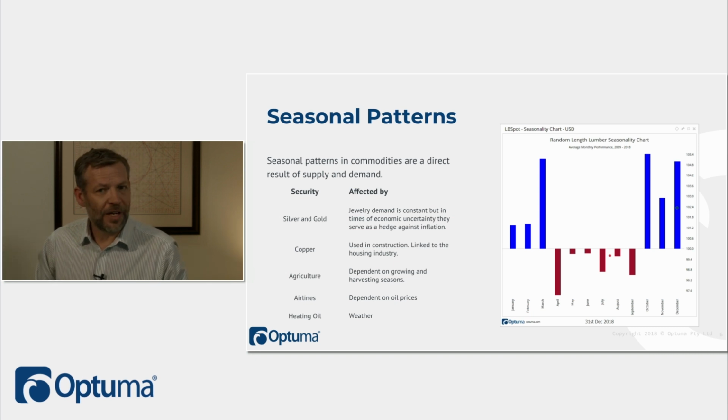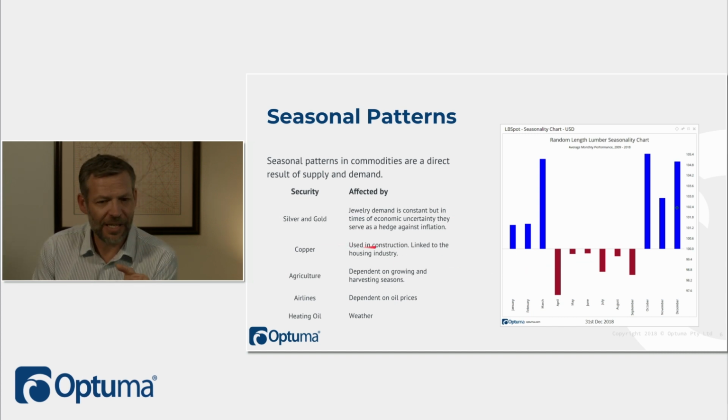There are a number of influences on the different seasonal patterns. Silver and gold: jewelry is always in constant demand, but when we get into periods of uncertainty, or volatility starts to increase, obviously silver and gold are still treated as a hedge against inflation, and so people are buying those as well. So it's a little bit of a mix. The big influences there are more macroeconomic.